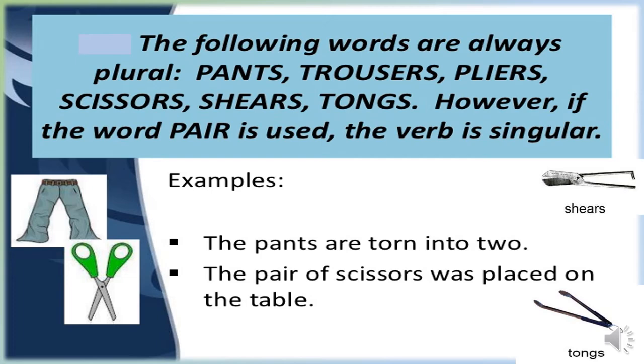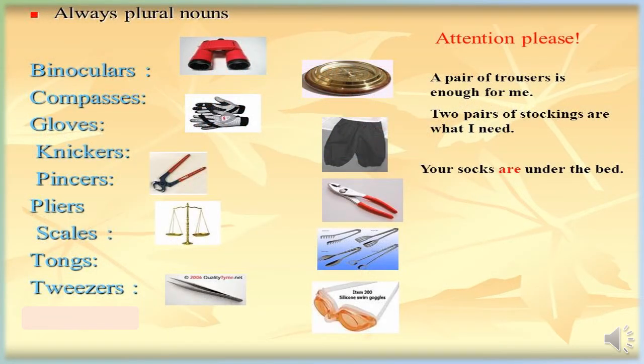In the same way, when we use the phrase the pair of, scissors becomes singular. So the pair of scissors was placed on the table. Using are or were is wrong. Well, I want to give you some more examples for plural nouns. It is actually confusing, I understand, but by practice you can master them. Binoculars, compasses, gloves, knickers, pincers, pliers, scales, tongs, tweezers. All these are always plural.